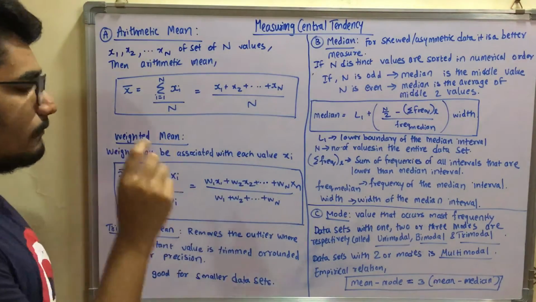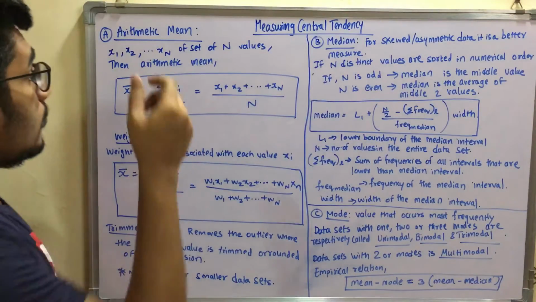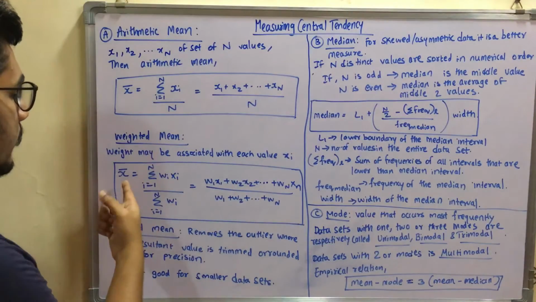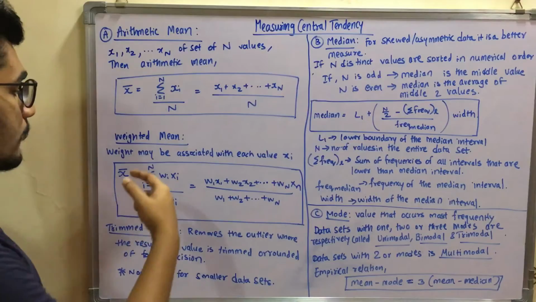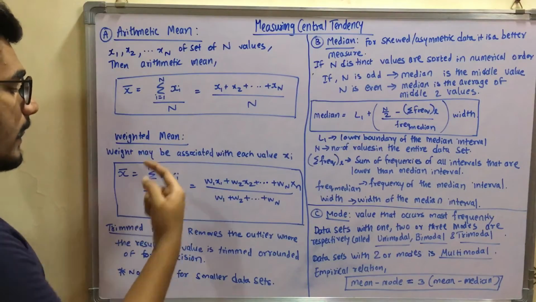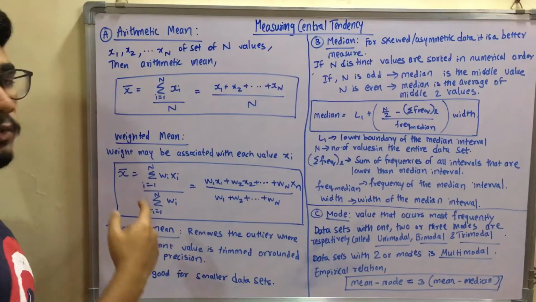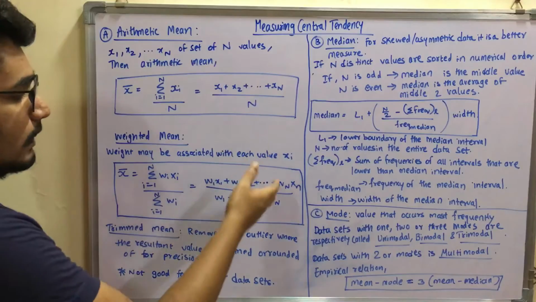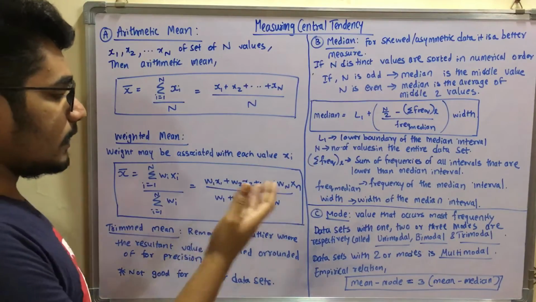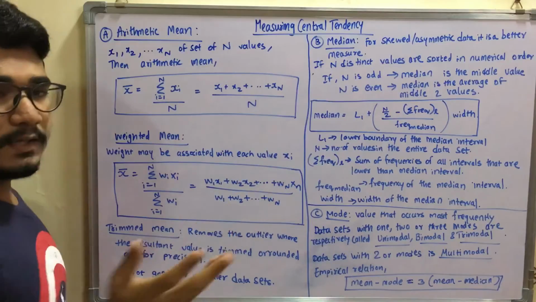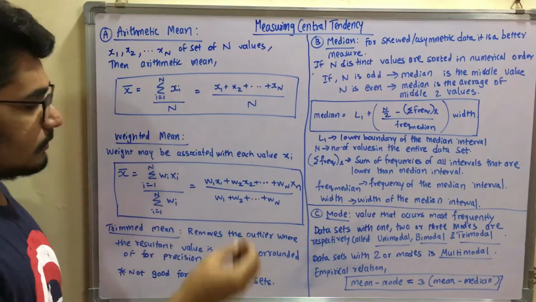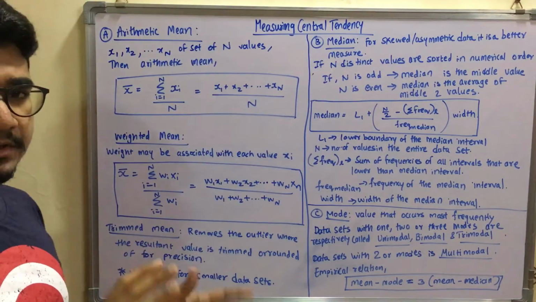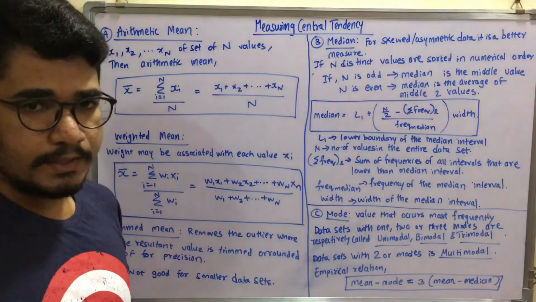For that, you have a weight that may be associated with each value or sample, that is xi. So in that case, the formula is x bar equals summation i from 1 to n of wi xi upon summation i from 1 to n of wi. When expanded, it becomes w1 x1 plus w2 x2 up to wn xn divided by w1 plus w2 up to wn, the total number of weights. After these calculations, you will have a particular value for that mean.